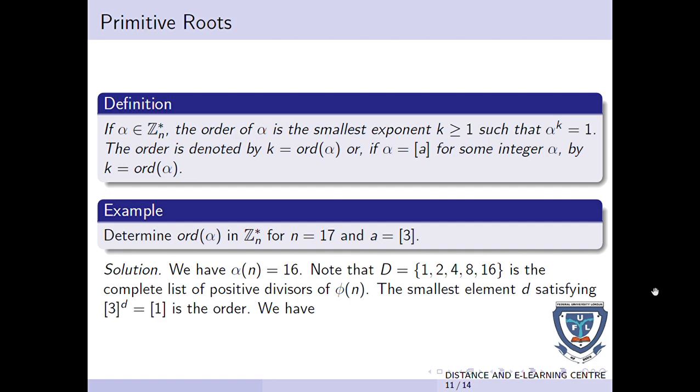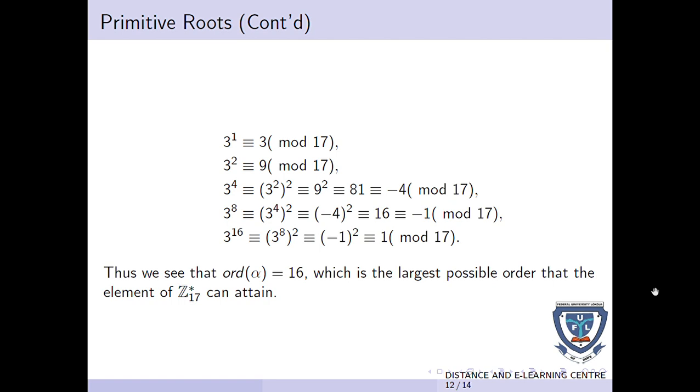Now, the solution is simple. We have phi of n to be 16. Note that d equal to 1, 2, 4, 8, 16 is the complete list of positive divisors of phi of n. The smallest element d satisfying 3 raised to power d equal to 1 is the order. Therefore, we have these evaluations here. Thus, we see that the order of alpha is 16, which is the largest possible order that an element of Z modulo 17 star can attain.